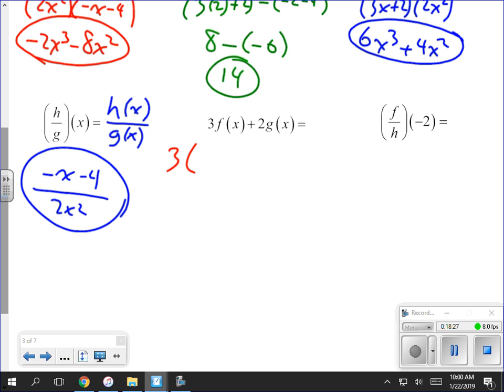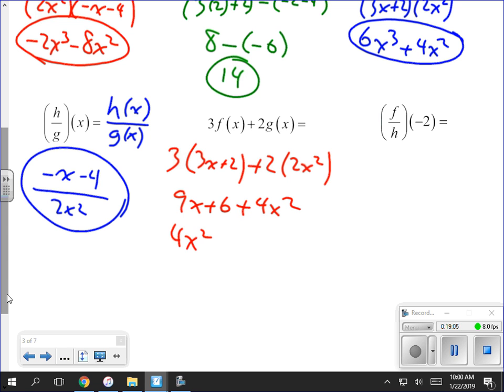So I have 3 times 3x plus 2. That's 3f of x. 3 times f of x. Plus 2 times 2x squared. 2 times g of x. When you have a number in front of a function, it's just that number times that function. That's all that is. Distribute: 9x plus 6 plus 4x squared. And once again, you should move your x squareds up to the front to make it look pretty. Because we want things to look pretty.